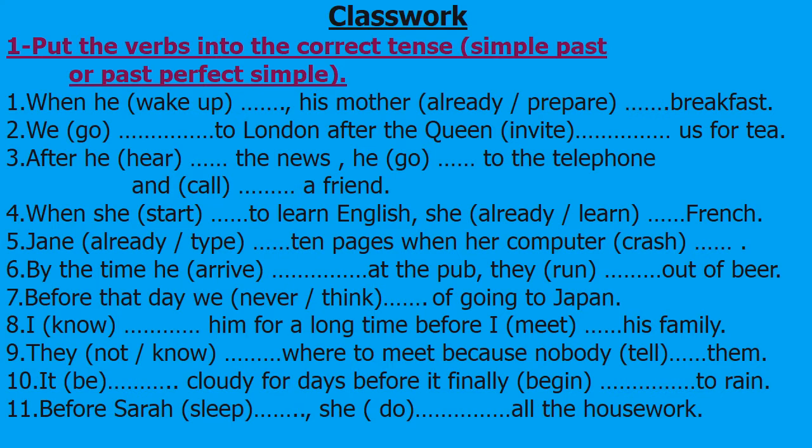Number 10, it be cloudy for days before it finally began to rain. Again, we here have the word before, so I have to use past perfect in the first sentence. It had been cloudy for days before it finally began, irregular verb in the past simple, began to rain.